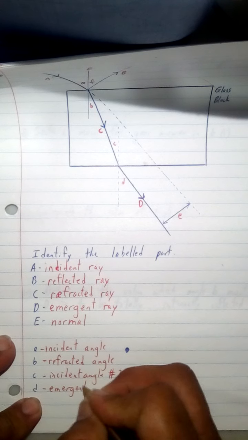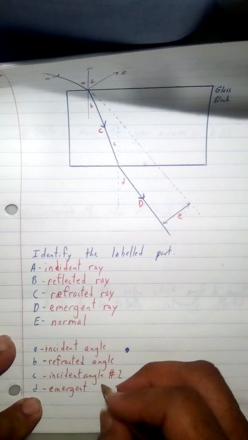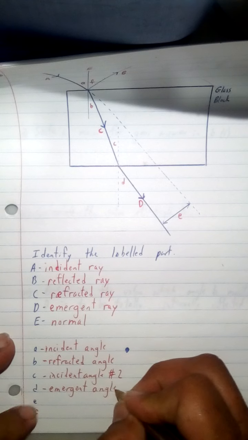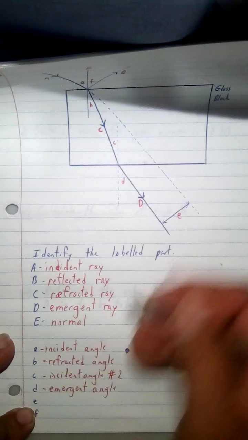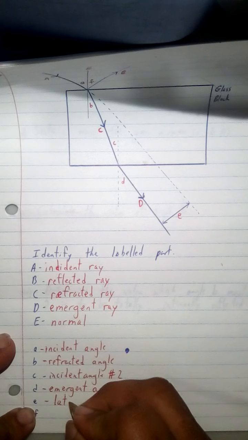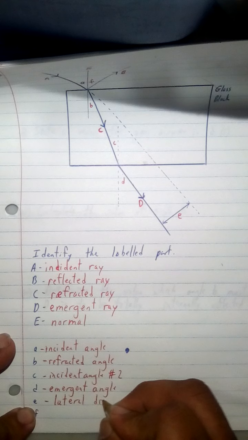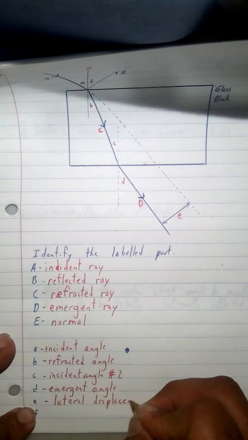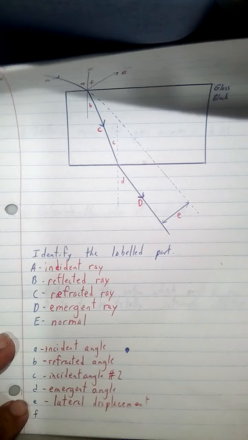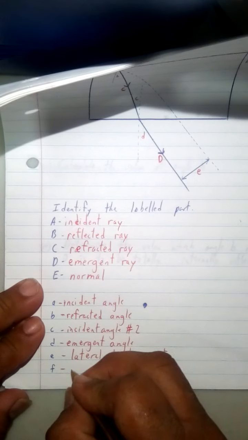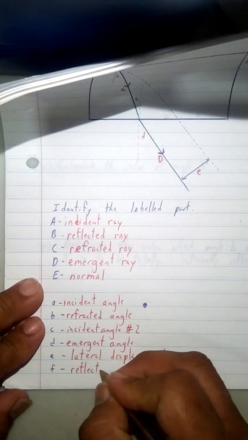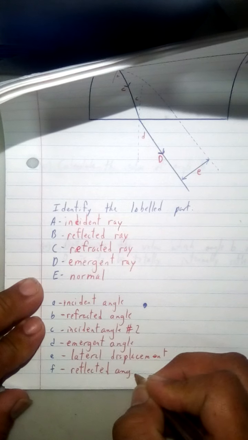Why do we call it emergent angle? Because it is emerging back into the original medium. Emergent angle. E, now this, it has been moved laterally, so we call that lateral displacement. And F, which is here, that's the reflected angle, because we know the laws of reflection. So F is the reflected angle. Now here we have labeled all of our parts.